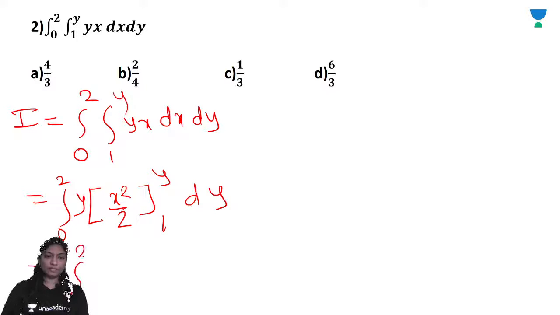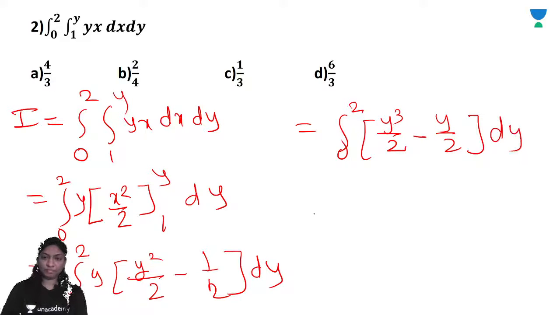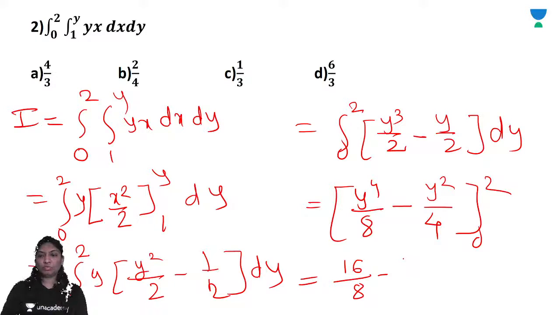dy. So integral from 0 to 2 of y into y square by 2 minus 1 by 2 dy, which is equal to integral from 0 to 2 of y cube by 2 minus y by 2 dy. Here 1 by 2, integrating with respect to y, y raised to 4 by 8 minus y square by 4, from 0 to 2. 2 raised to 4 is 16, 16 by 8, minus 4 by 4, minus 0.